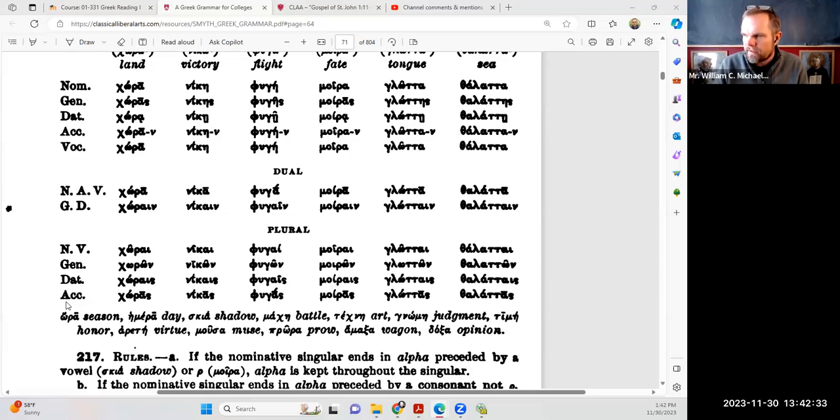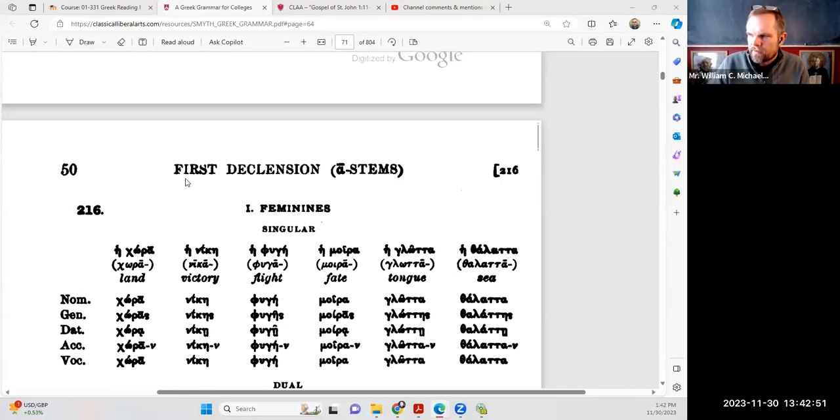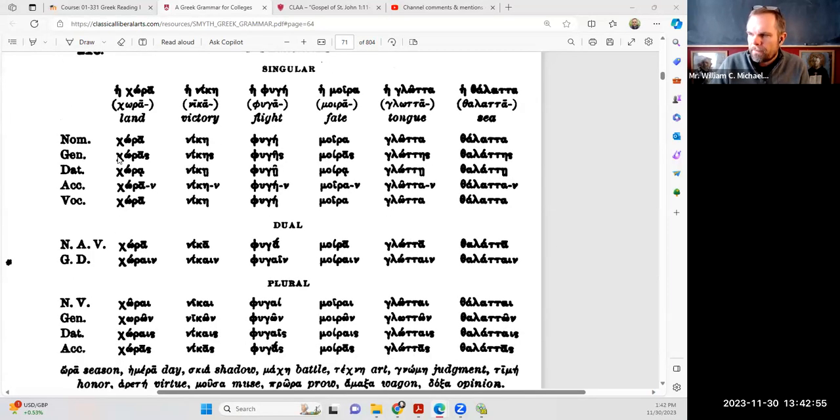It's not something crazy. It's actually very simple. It's just giving us 6 different nouns as examples because sometimes there's a slight difference, but they're all members of one family, okay? So that's the first declension feminine nouns, the first declension alpha stem nouns, and this is in your Greek grammar book. And you've got these 6 examples: kora, nike, fuge, moira, glota, and thalata.